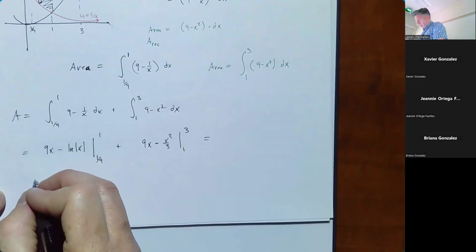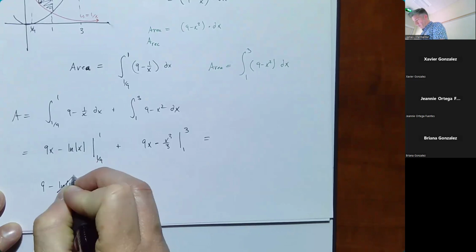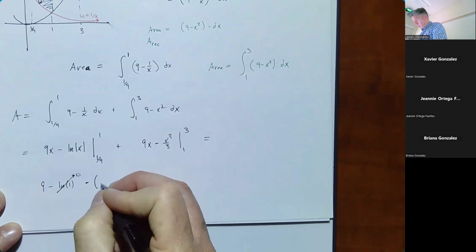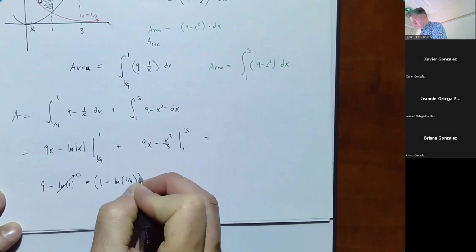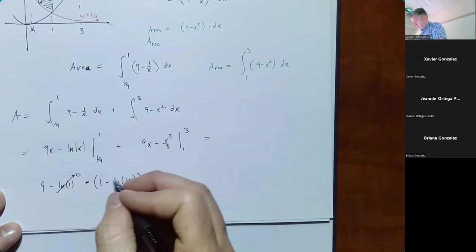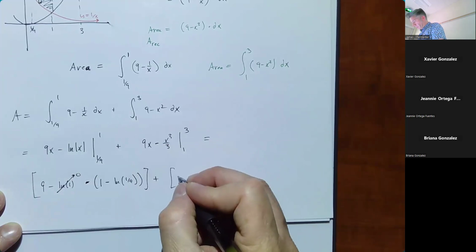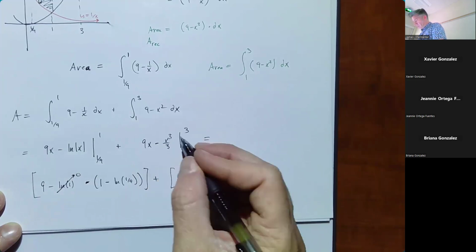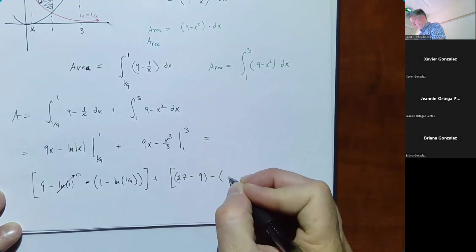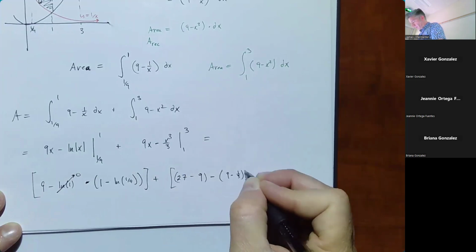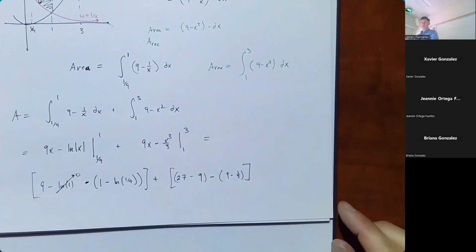Then we plug in and we get 9 minus the natural log of 1, which is 0, minus 9 times 1/9, which is 1, minus the natural log of 1/9, plus, brackets around these things, plugging in 3, we get 9 times 3 is 27, minus 3 cubed over 3, which is 9, minus plugging in 1, we get 9 minus 1/3. And there is no good reason I can see to simplify that any further.